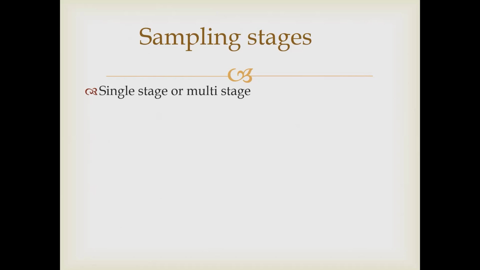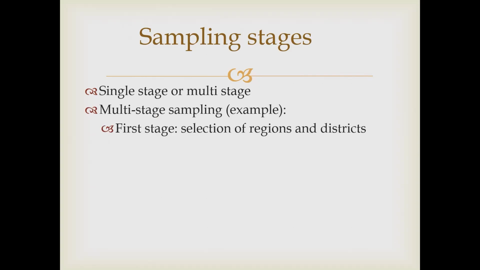Sometimes there may be only one stage, single stage, or sometimes there may be multi-stages in the sampling process. In the selection of sample units, there may be different stages. I'll give you one example. Multi-stage sampling. So there will be different stages: 2 stages, 3 stages, 4 stages.